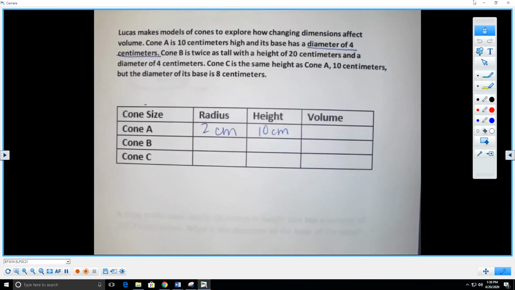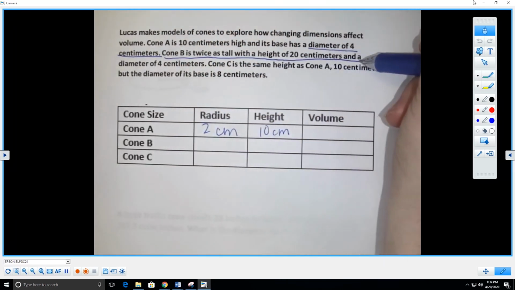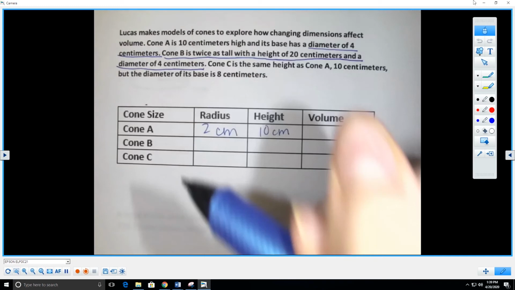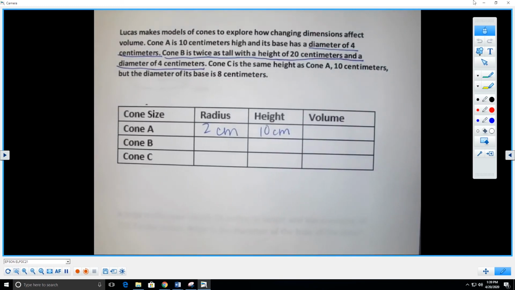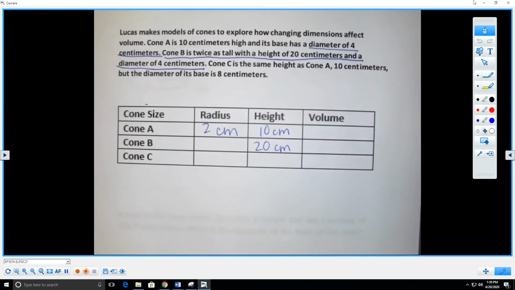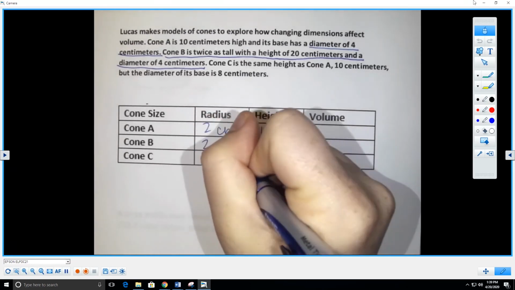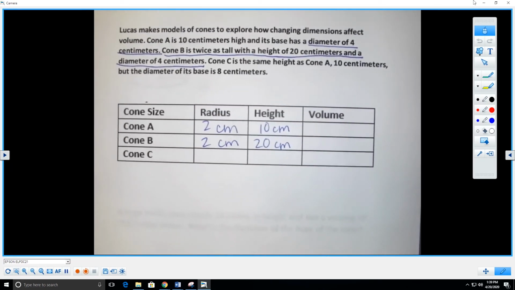Now, what else does our problem tell us? Again, we have a height and a diameter for cone B. So let's fill in what we know. So cone B is twice as tall with a height of 20 centimeters and a diameter of 4 centimeters. So we know that the height is 20 centimeters. Now, once again, we're given the diameter. So once again, we'll take half of the diameter, which would give us a radius of 2 centimeters. We'll add that to our table.